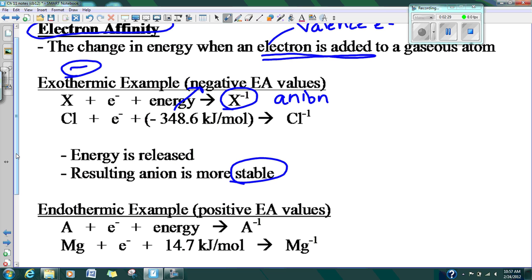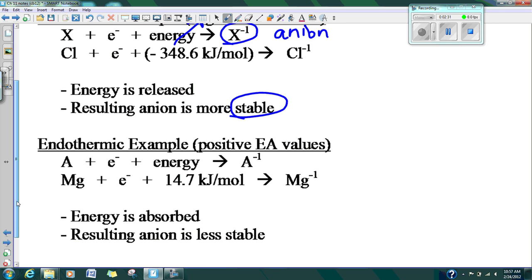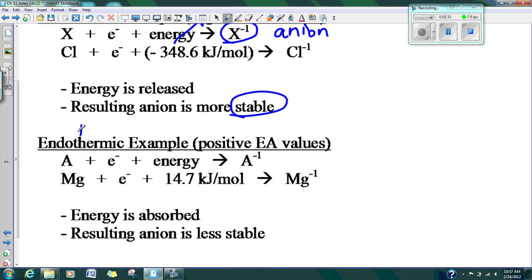All right, in an opposite situation, we will have an endothermic example, meaning that the energy is taken in, and so you have a positive exchange here. So if I have some sort of element A or X, it doesn't matter, that electron is still coming in because we are talking about electron affinity. The energy is endothermic. This is not very stable at all.